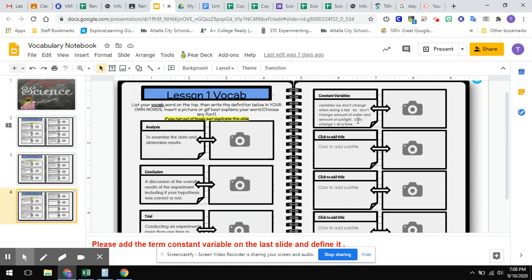Constant variable is a word I added because I realized I had left it out, and it's really important. When I talked to you earlier about the independent variable, I said that's the variable I'm controlling. If in that scenario we asked, how does sunlight affect plant growth, sunlight was our independent variable and plant growth was our dependent variable. Constant variables are all the other variables that could affect plant growth.